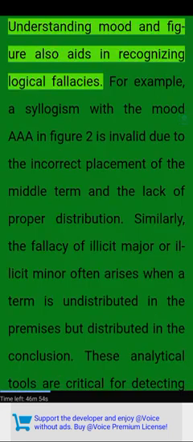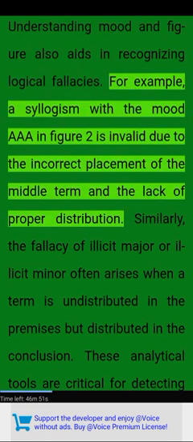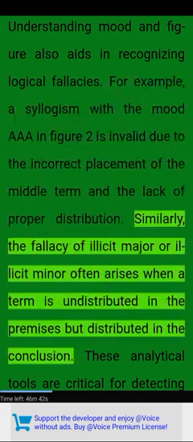Understanding mood and figure also aids in recognizing logical fallacies. For example, a syllogism with the mood AAA in figure 2 is invalid due to the incorrect placement of the middle term and the lack of proper distribution. Similarly, the fallacy of illicit major or illicit minor often arises when a term is undistributed in the premises but distributed in the conclusion. These analytical tools are critical for detecting flawed reasoning, especially in complex policy or scientific arguments related to environmental science.